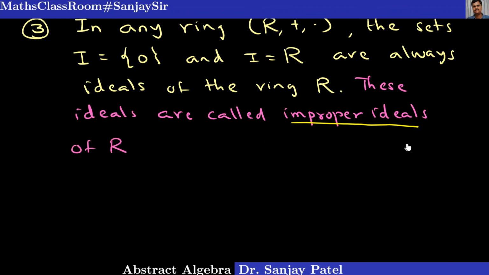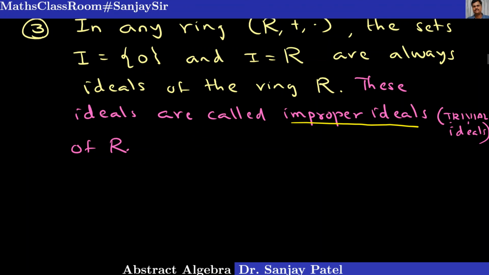They are also called trivial ideals. Another word we use: trivial ideals of the ring R. Okay. Any other ideal of the ring which is different from singleton 0 and R is called a proper ideal.